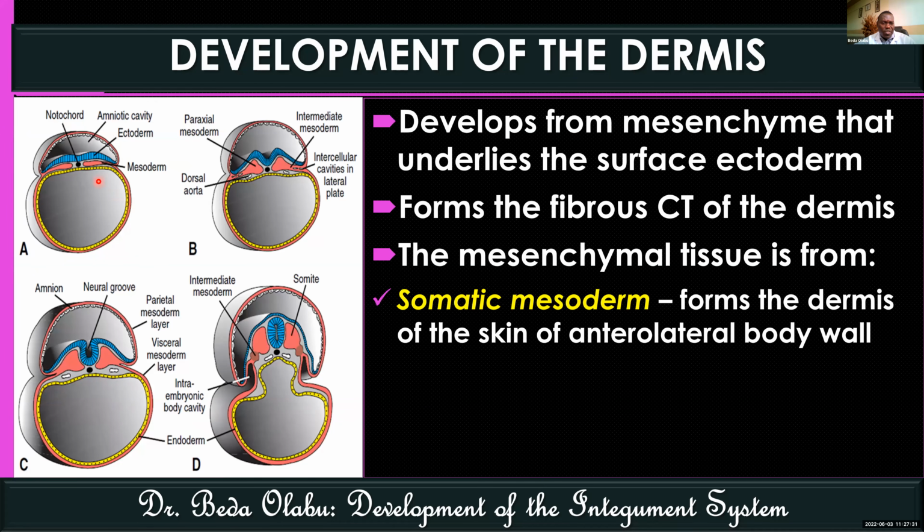This image captures for you that particular mesoderm. This is somatic mesoderm, and you can see just above it is the surface ectoderm. So this somatic mesoderm gives you mesenchyme that forms the dermis of the skin of the anterolateral body wall. And understand anterolateral body wall because when this embryo is going to fold, we know that this part and that part are going to fuse to form the anterior body wall.